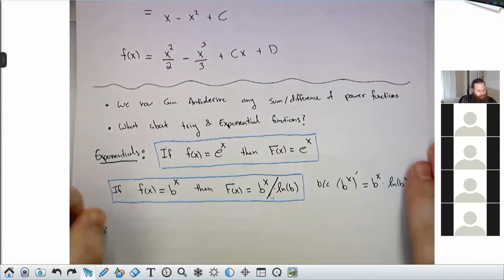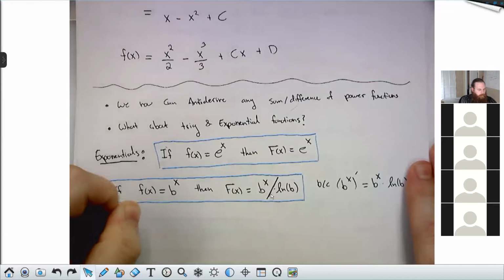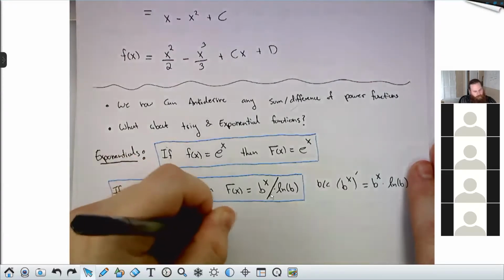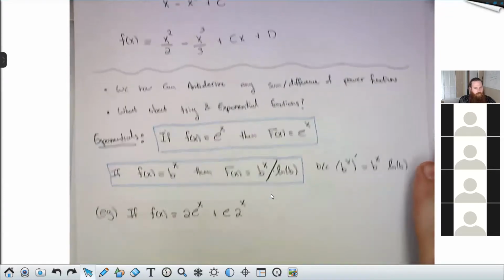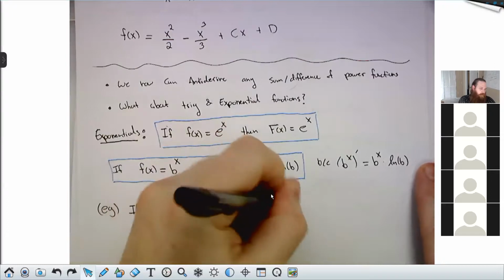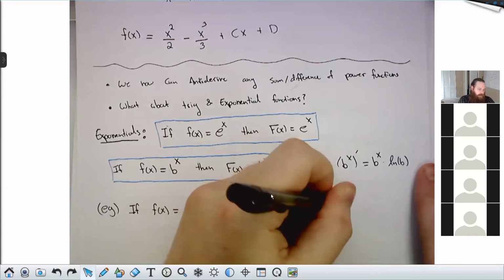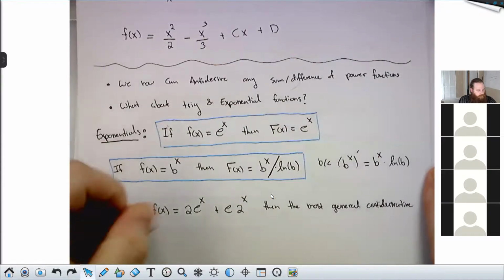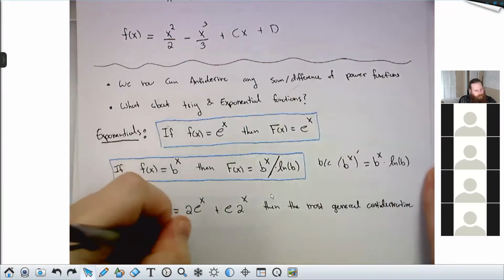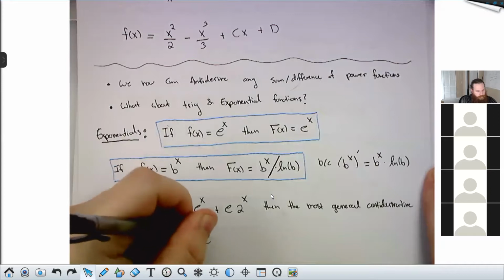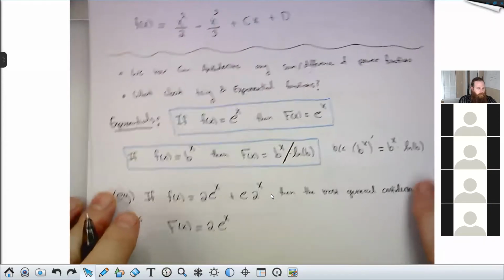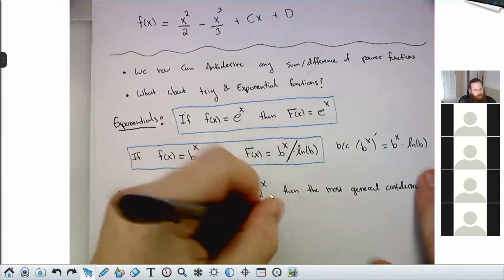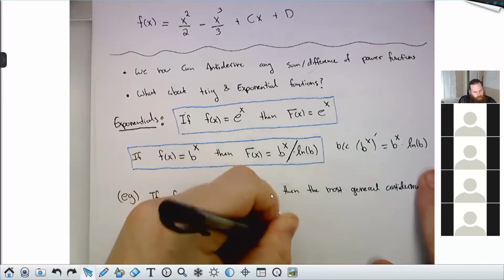So for example, if little f of x is 2e to the x plus e times 2 to the x, then the most general antiderivative is capital F. Antiderivative for 2e to the x, the 2 comes along for the ride, and the antiderivative of e to the x is e to the x, plus, now here I'm just being cheeky, e is the multiple, and the antiderivative for 2 to the x is 2 to the x over the natural log of 2.